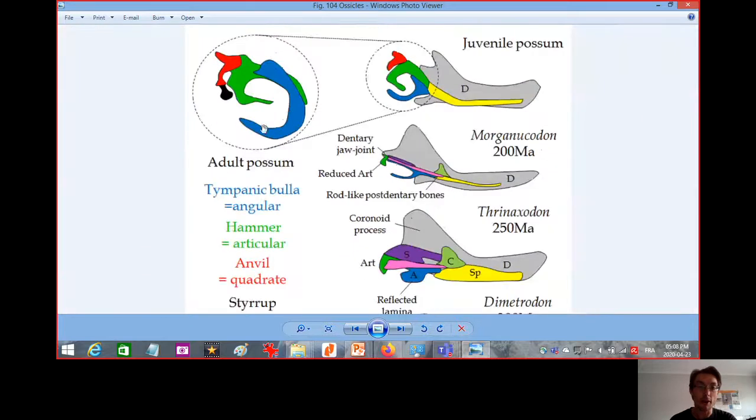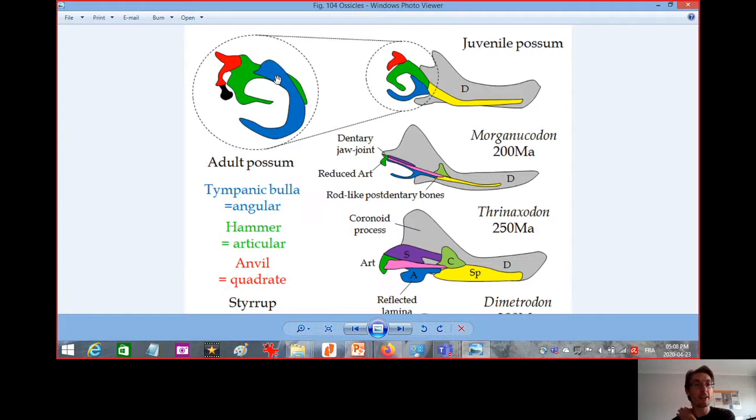In green, you have the articular, which becomes the hammer. And in red, you have the quadrate that becomes the anvil. And the stapes here becomes the stirrup. So that's how the post-dentary bones shrank through evolution and eventually evolved into the middle ear ossicles in modern mammals.